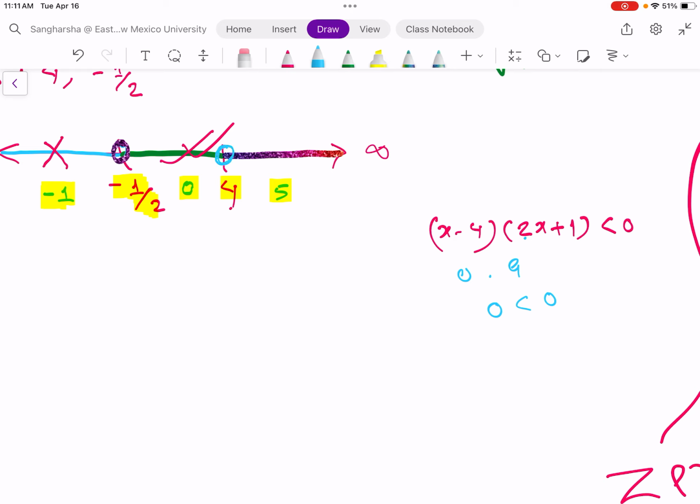Okay. Now let's check 5. So you substitute 5. 5 minus 4 is 1. 2 times 5, 10 plus 1, 11, less than 0. It's false, right? So this is not a solution.